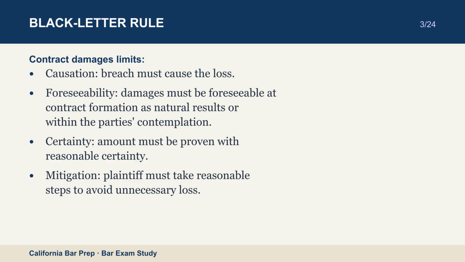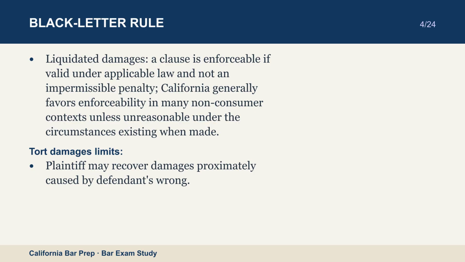Contract damages limits. Causation. Breach must cause the loss. Foreseeability. Damages must be foreseeable at contract formation as natural results or within the parties' contemplation. Certainty. Amount must be proven with reasonable certainty. Mitigation. Plaintiff must take reasonable steps to avoid unnecessary loss. Liquidated damages. A clause is enforceable if valid under applicable law and not an impermissible penalty. California generally favors enforceability in many non-consumer contexts, unless unreasonable under the circumstances existing when made.